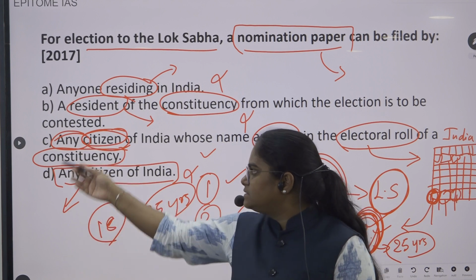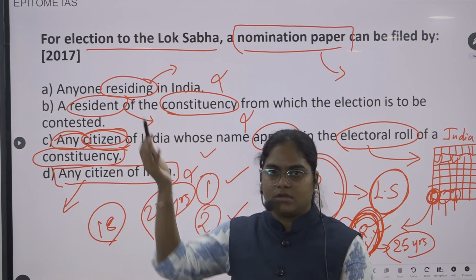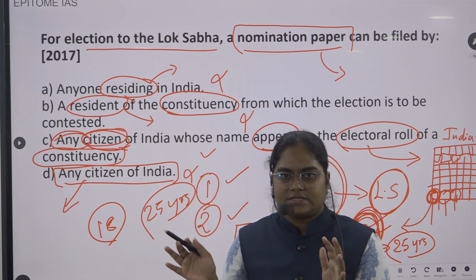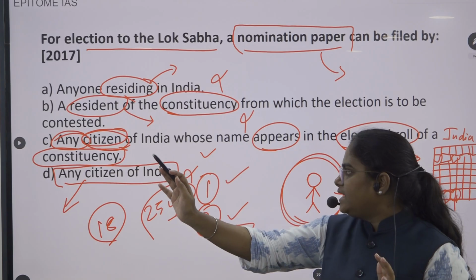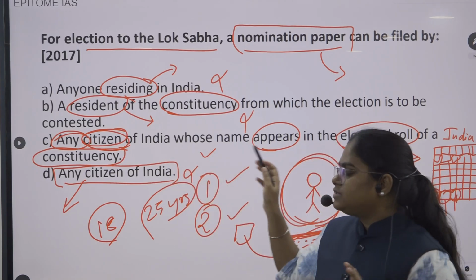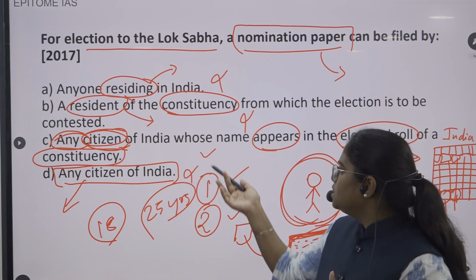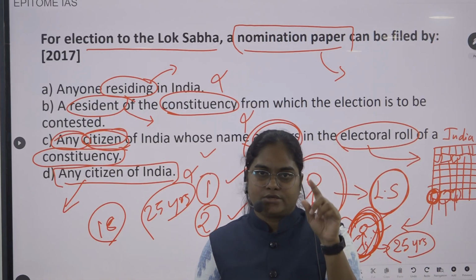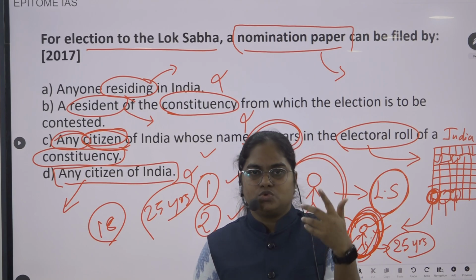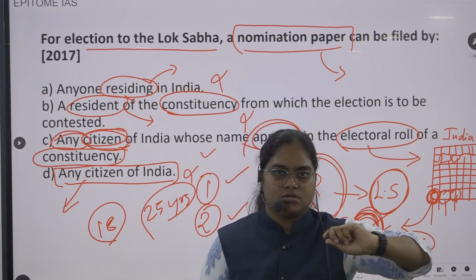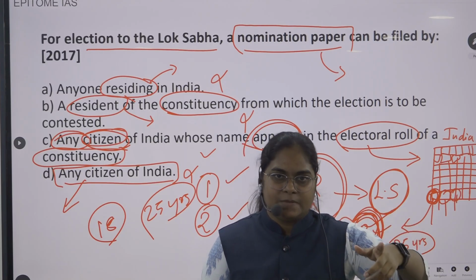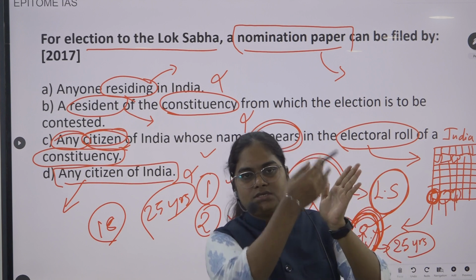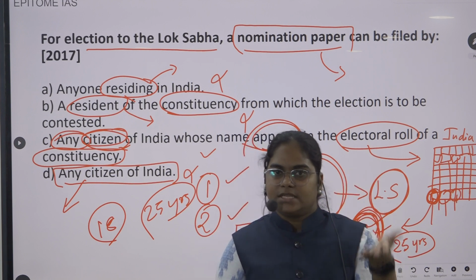Now any citizen is there in both the options, so we can consider it as not that specific. So we can leave it aside, and we can go with the other things which they have given in the option. That is, one is his name should be appearing in the electoral roll. Electoral roll means those people who are going to cast their vote. Their names will be listed in that particular list. That is the electoral roll.